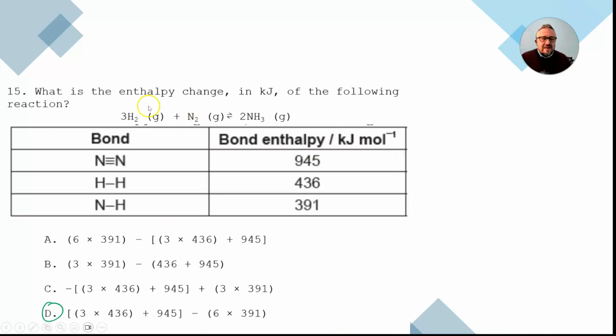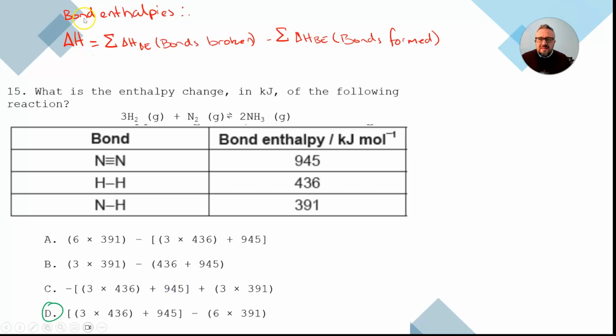Alrighty. What is the enthalpy change in kilojoules of the following reaction? We have 3H2 plus N2 going to 2NH3. So we're back to the, what's it called? The Born-Haber question. Not Born-Haber. We're back to the Haber process equation. So straight up, this is our answer. Alrighty.